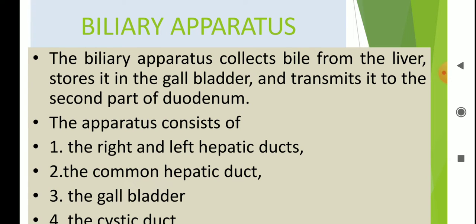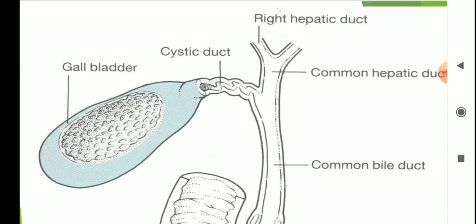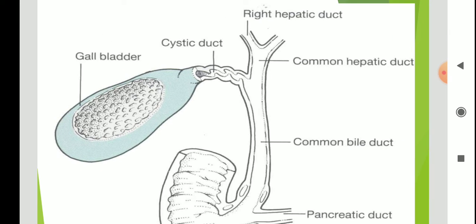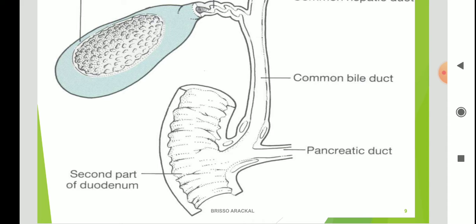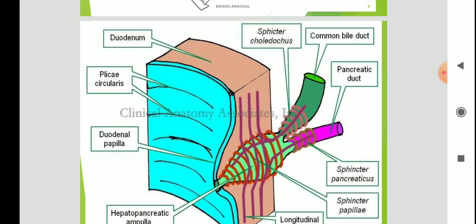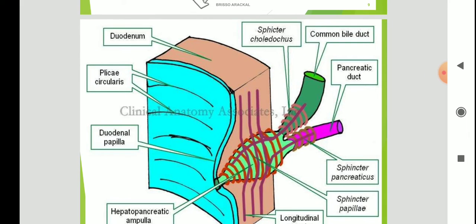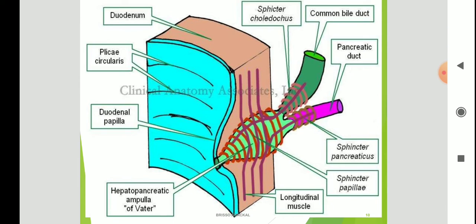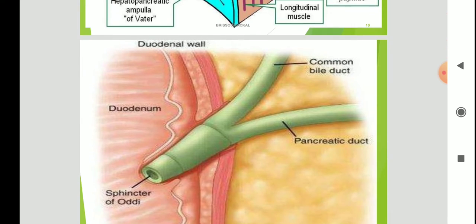A 3 marks question for you: how the bile juice gets drained. The cystic duct and the right hepatic duct join the common hepatic duct to form the common bile duct, which along with the pancreatic duct opens in the second part of the duodenum. This is the wall of the duodenum, cut section. The pancreatic duct and the common bile duct join to open into the hepatopancreatic ampulla of Vater, with the sphincter pancreaticus and sphincter papillae.